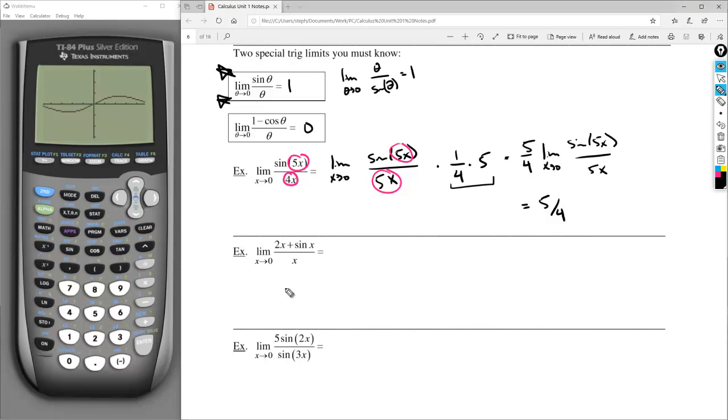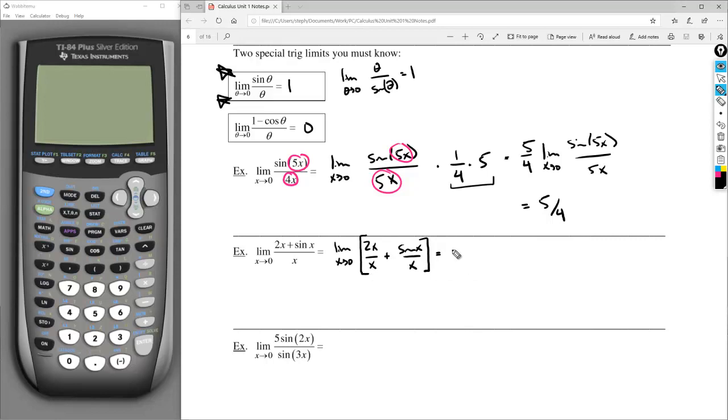Alright, next one. A little bit of algebraic manipulation needed here. So I have 2x plus sine of x over x inside my limit. Okay, now, what I want is just this sine x over x. So I can use my fraction properties and split this up into 2x over x plus sine x over x. All of this inside my limit.